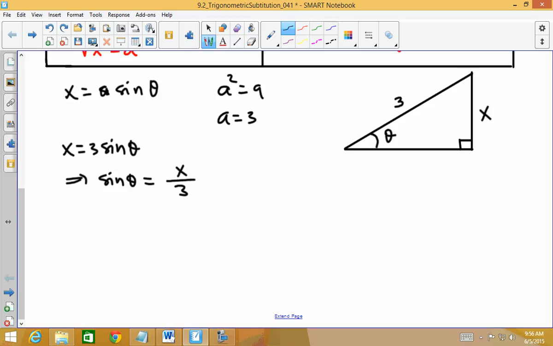Therefore, what we need to get now is the adjacent side. We know that this is going to be the square root of hypotenuse squared, which is 9, minus opposite squared, which is x squared. With that we can answer the question. Now, dx is equal to 3 times the derivative of sine, cosine theta d theta.